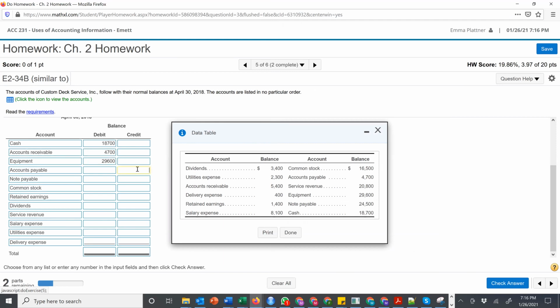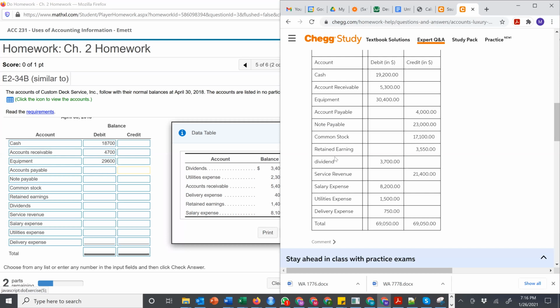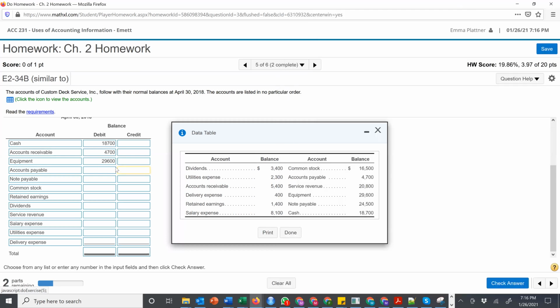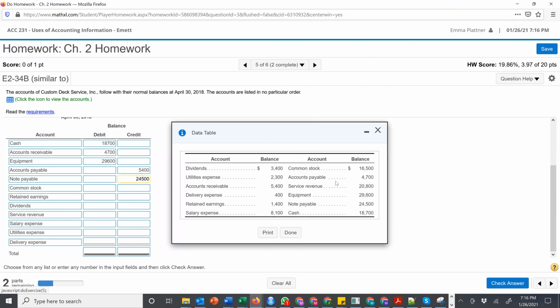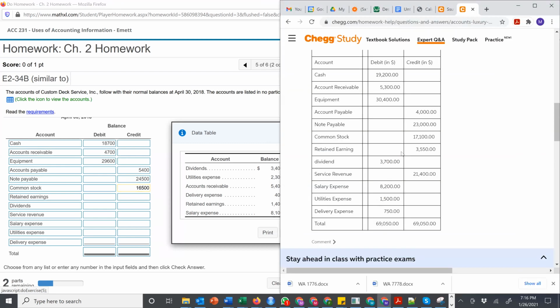Accounts payable, that's something you owe, so that goes on the right. Accounts payable is 5,400. Notes payable is something you owe, so that's why it goes on the right there. A note is like a loan. Common stock is something you owe. I guess you owe people with common stock. So I guess I don't understand that, but there's probably a reason for some of these things in your lectures. Retained earnings is a credit. That's interesting.